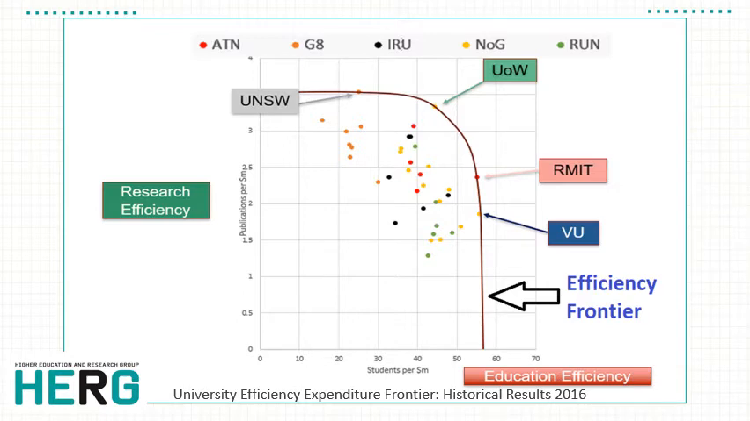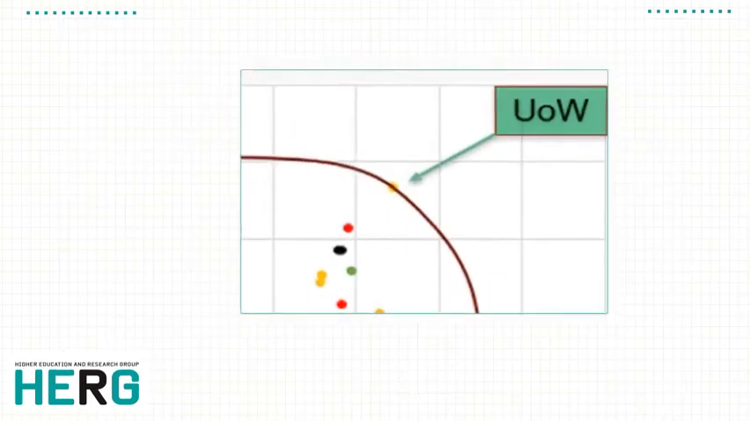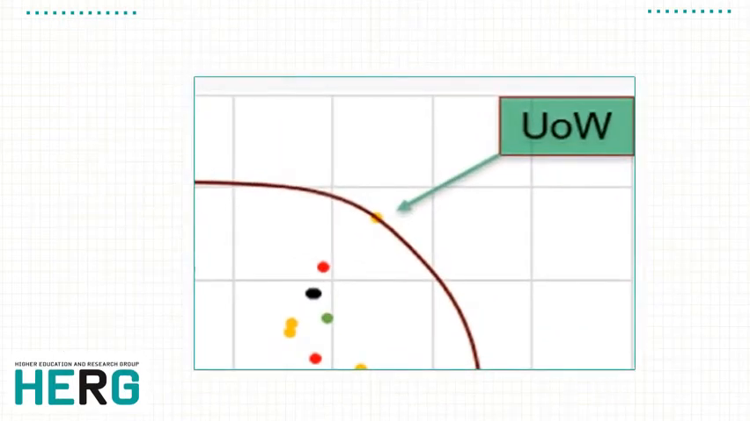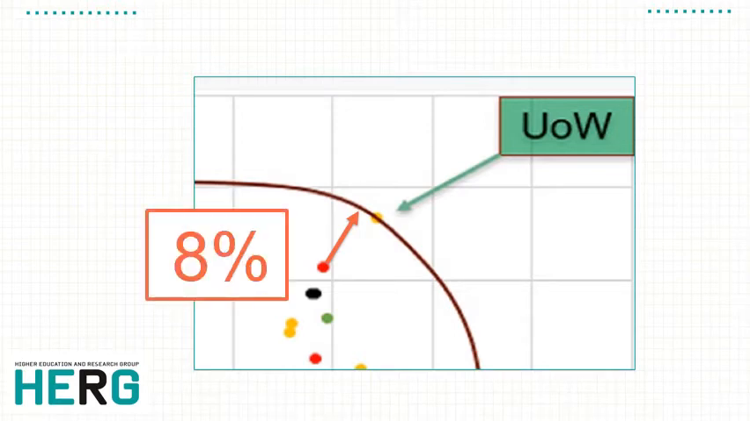Now let's take a closer look. Let's look at a university that is close to the frontier but not quite on it. We can measure the extent of productivity relative to the frontier. This particular university had a REEF Index score of 0.92 or 8% from the efficiency frontier.